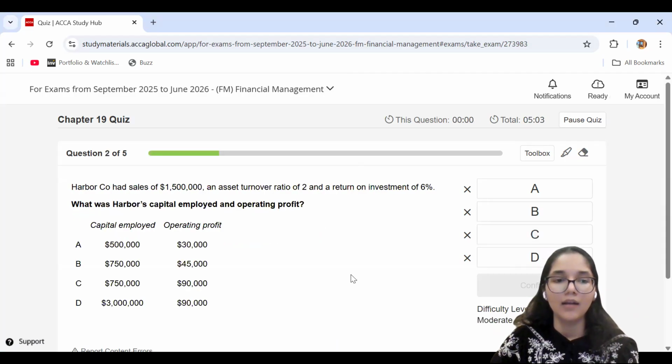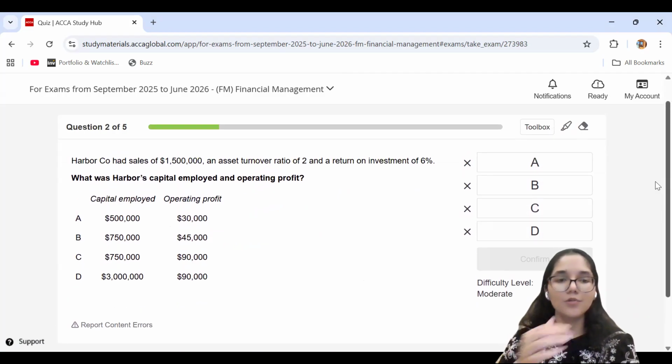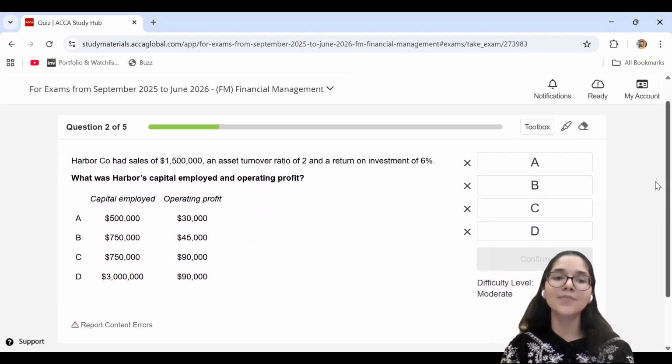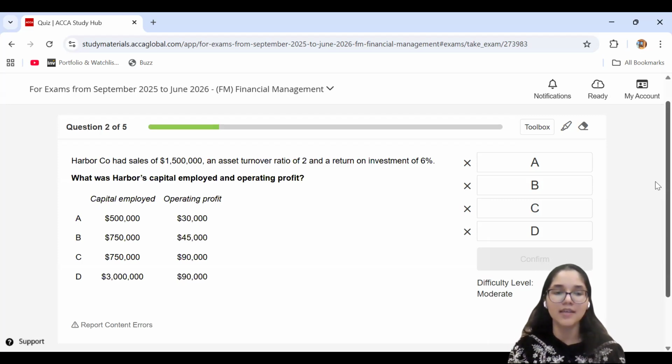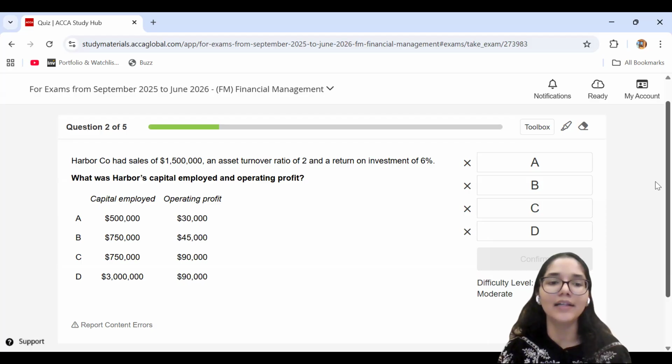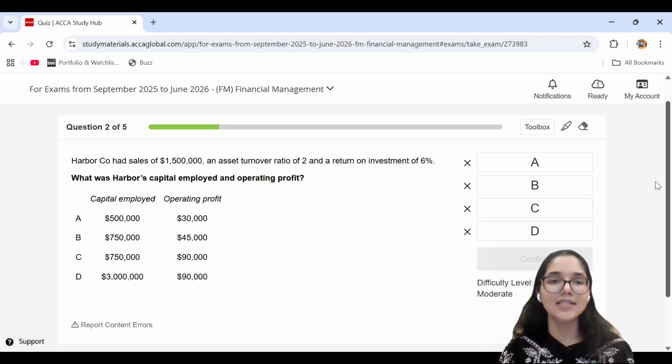Okay. This is question number 2 in front of you. Very easy numerical to solve. Sales has been given to you, asset turnover ratio is given to you, return on investment is given. They are asking you to calculate the capital employed and the operating profit. Let me know your answers.